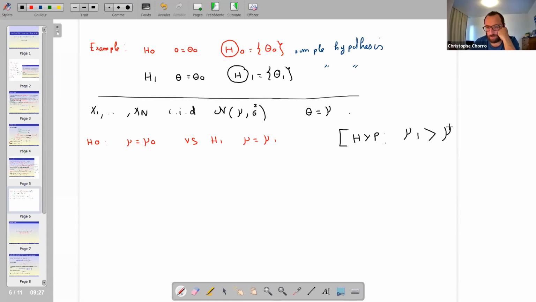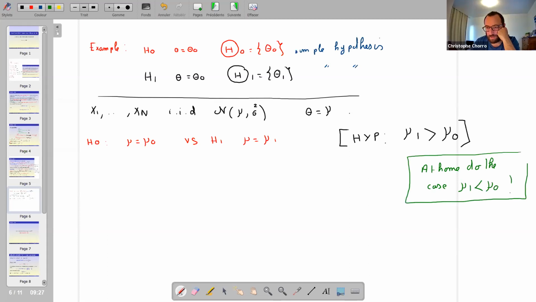Why not? Okay, the case mu0 equal to mu1 is of course meaningless. And I will suppose, in fact, that I want to test mu0 against mu1 with a mu1 that is strictly greater than mu0. At home, do the case that is exactly the same, mu1 strictly less than mu0. It's a little exercise to do at home to check if you have understood or not.